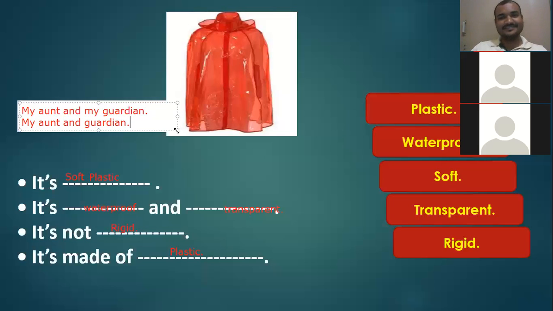Do you agree with Alok? Yes, sir. Sure. Himanshu, do you agree with him or not? My aunt and my guardian. My aunt and guardian. So is it referring to the same person or two different persons? Both sentences are referring to two different persons. I think the first one is wrong. Oh, the first one is wrong. Two times "my".